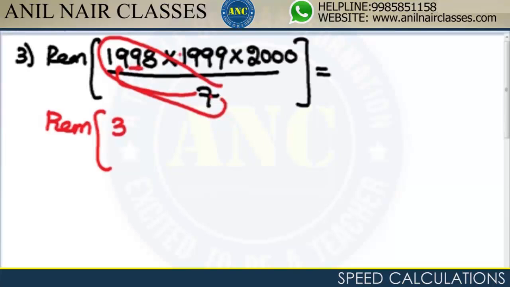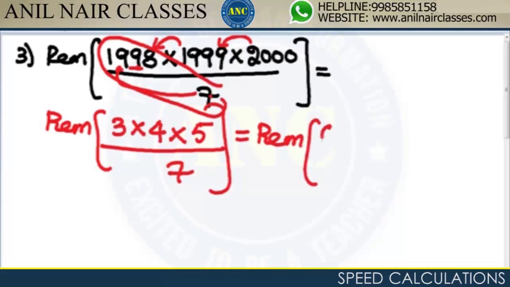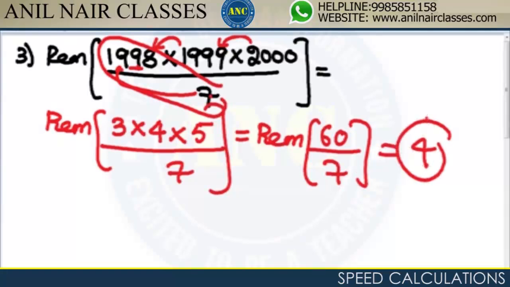If this is 3, this is 1 more than this number, this will be 4. This is 1 more than this number, this will be 5. 3 into 4 into 5 is 60. Further divide it: 60 divided by 7. 7 8s are 56. What is the remainder? 4. I hope it is clear.